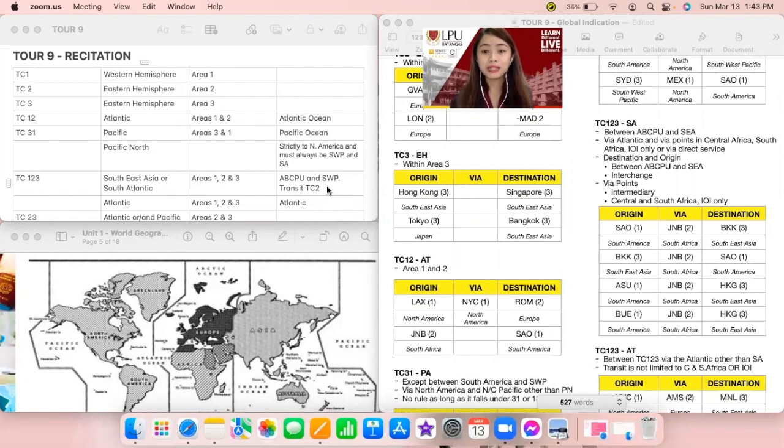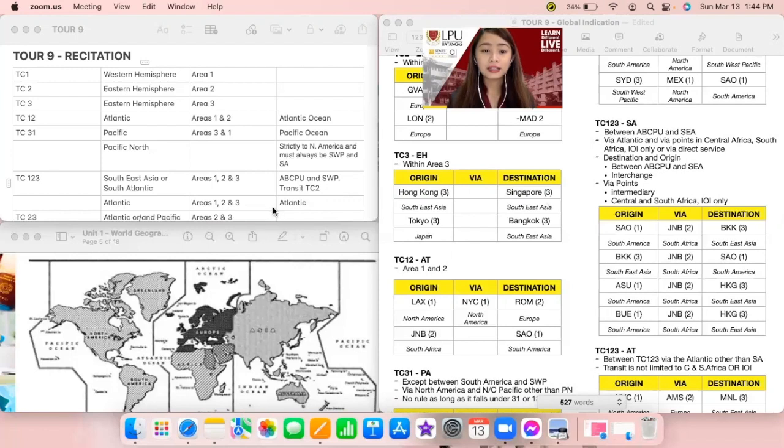What are the ABCPU countries? We have the Argentina, Brazil, Chile, Paraguay, and Uruguay, and Southwest Pacific countries. Pero in transit niya ay sa TZ2 or Areas 2. Okay, parang dadaan siya sa Area 2. Ito kasing ABCPU, nasa Area 1 siya. Then, Southwest Pacific, syempre, nasa Area 3 siya. Interchange, 3, 1, 1, 3, as long as yung gitna niya is Area 2.